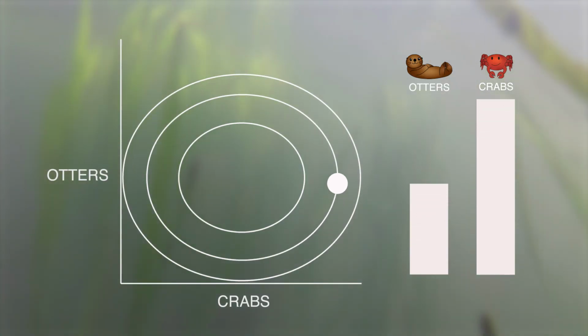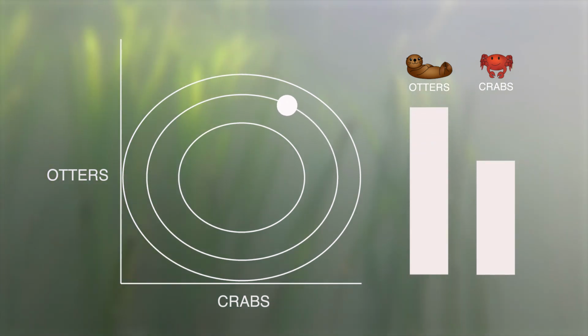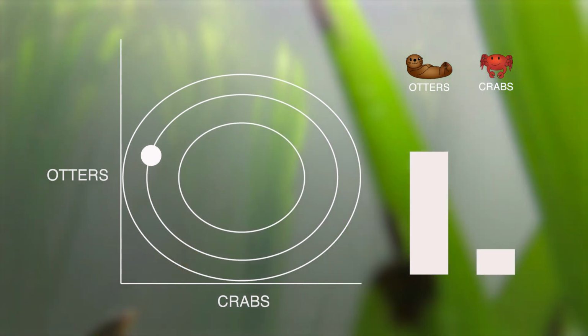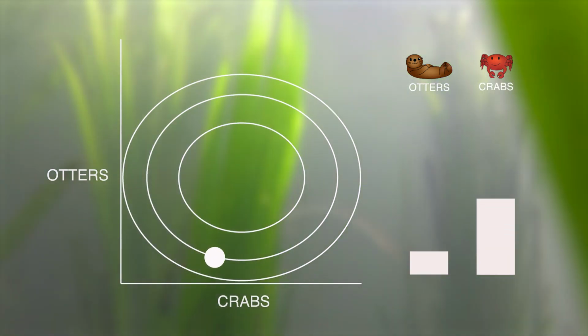As the otter population increases over time, the crab population will decrease. The decrease in the crab population will mean less food for the otters, so the otter population will begin to decrease, and the crab population will be allowed to increase.